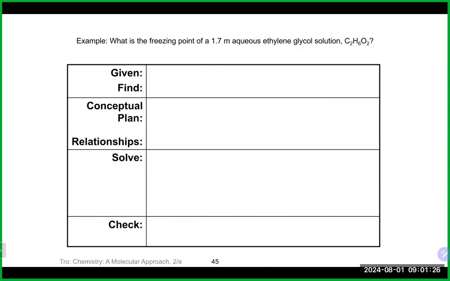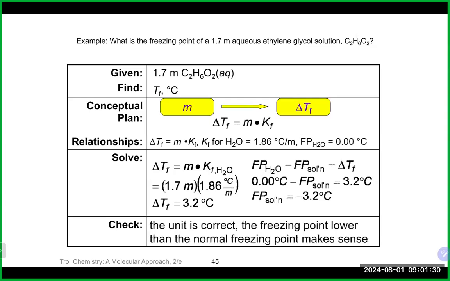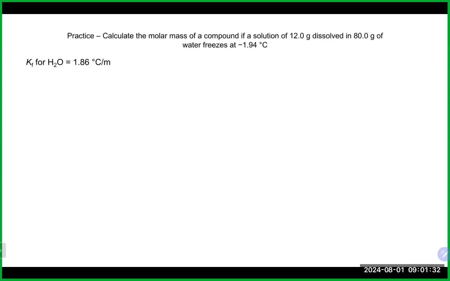Okay. All right, let's see. That is that one there. Why don't we try this one? Let's calculate the molar mass, which is grams per mole, right, of a compound that is of a solution that's made up of 12.0 grams dissolved in 80 grams of water, and this solution freezes at minus 1.94 degrees.